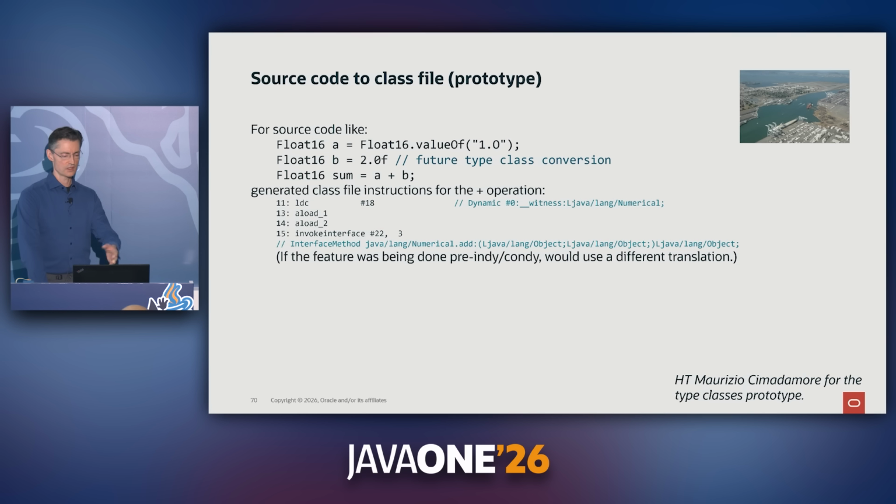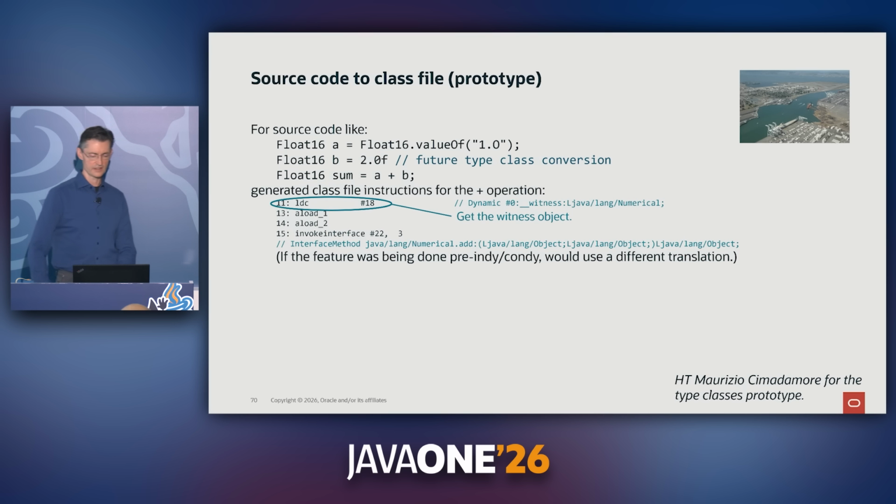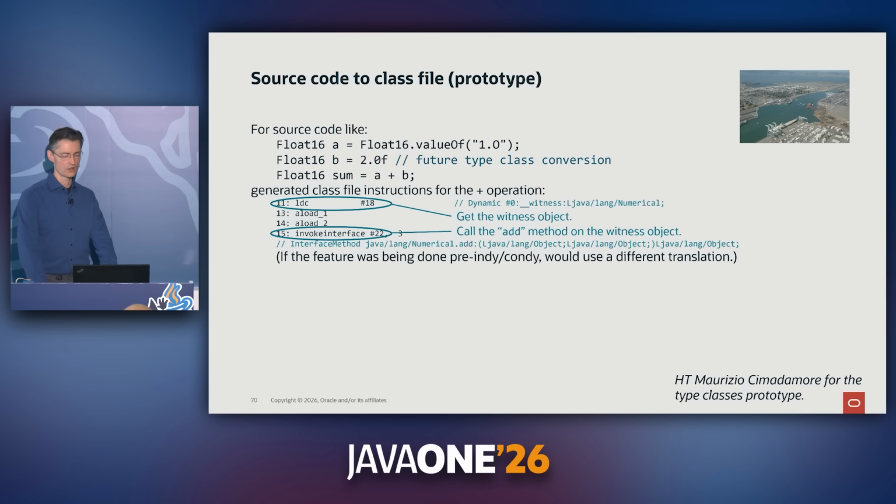In terms of the use of the code, it would look something like this. You'd have your Float16 values, a and b. You could sum them up. If we use javap to decompile them, we would see there'd be this LDC to get the witness object. And then after we loaded the arguments, we'd call the add method from the Numerical interface on that witness object. If we were doing this sort of feature pre-invokedynamic, we'd use a different idiom, but now we can use this idiom that the VM likes to consume.